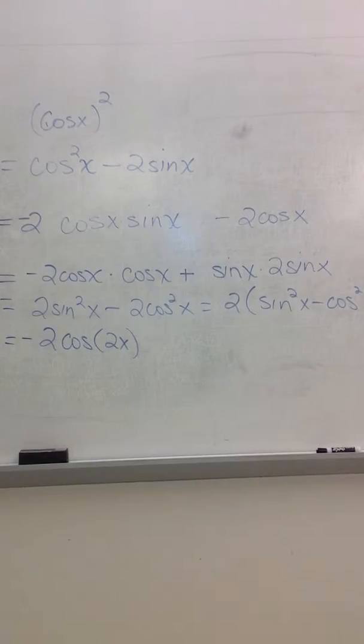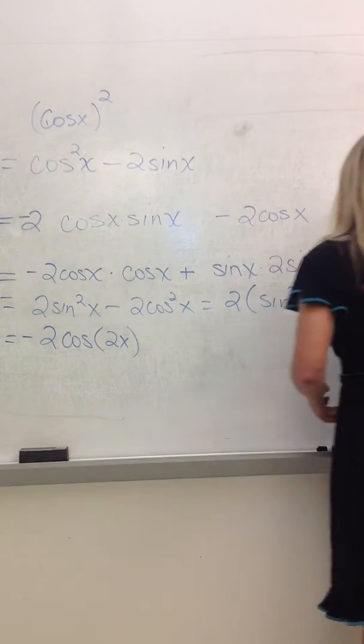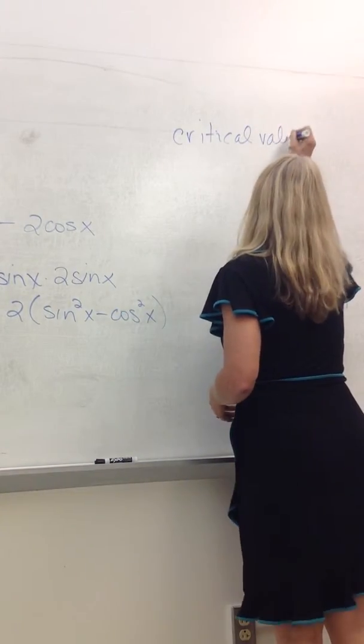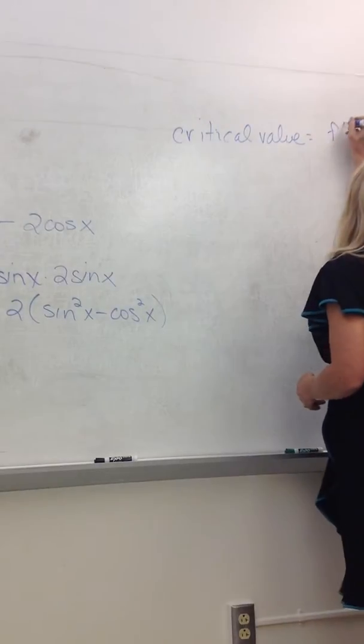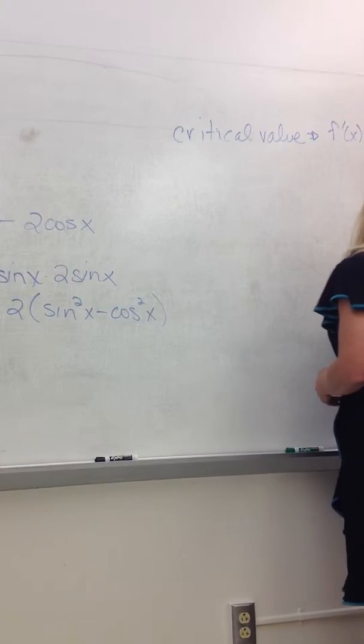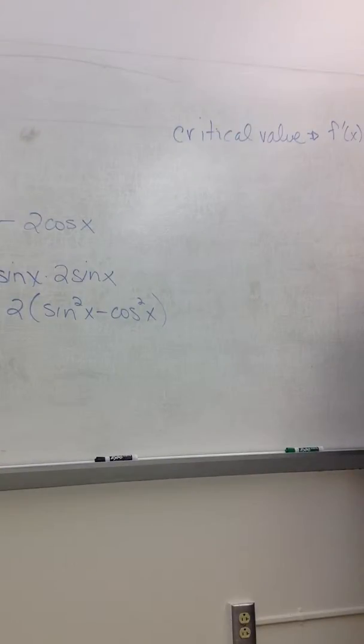Okay, then once you get your first and second derivatives, you want to know the critical values. Technically, a reminder about the definition of critical values is that they are values at which the first derivative is equal to 0 or the first derivative is undefined.